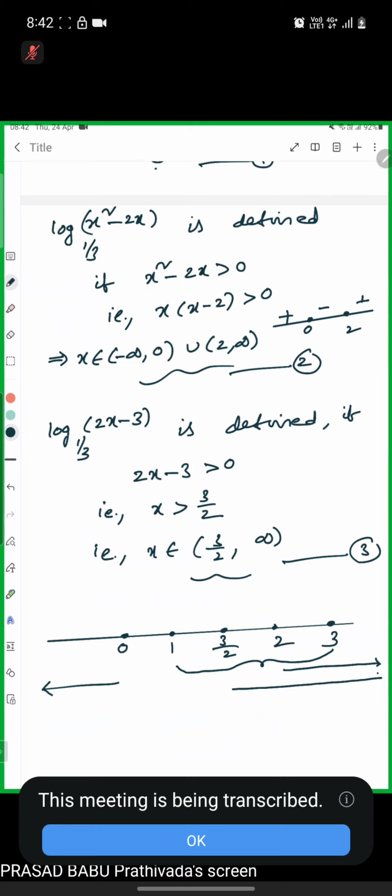Now tell me the common values. Wait, all 3 I'm asking. 2 to infinity was not there. Here one more inequality is there, this one, 1 to infinity. And 1 to 3.